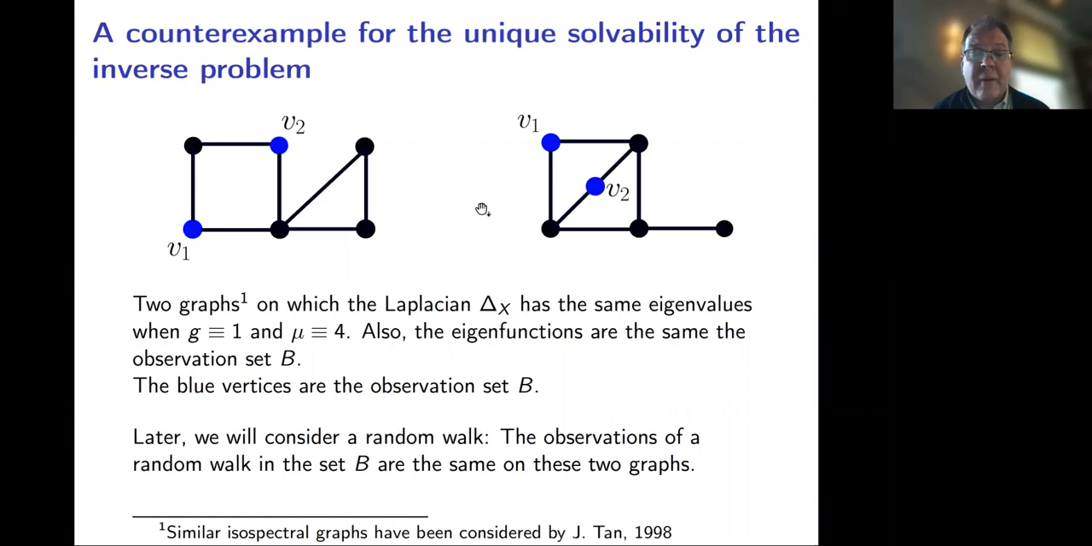And this, for instance, means that if we send a random walk, we will later consider random walks, from V1 or V2, and then observe when it comes back to V1 or V2, the random walk observations for these two graphs are just the same. So the moral of this example is that we have to pose some conditions if we want to obtain uniqueness results for inverse problems. And this is what we do next. For that, I first make some basic definitions.